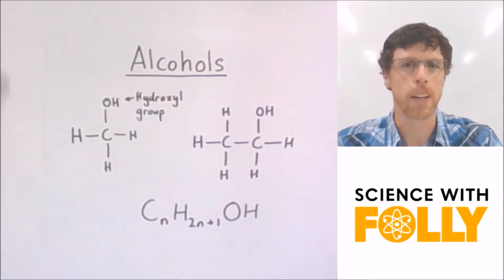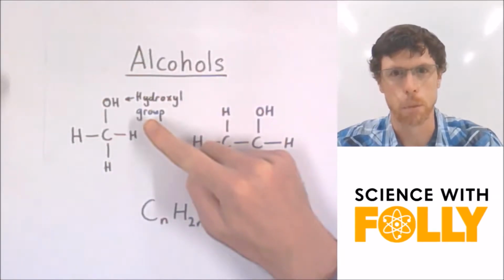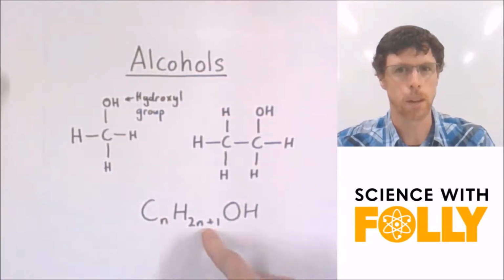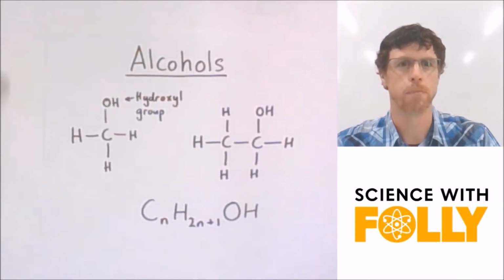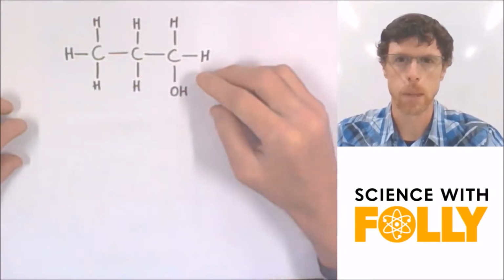Alcohols that we're learning about today are a homologous series of organic compounds that contain this bad boy. It's a hydroxyl group. The general formula is CnH2n+1OH. And if you know how to name other organic compounds, alcohols are going to be a piece of cake.